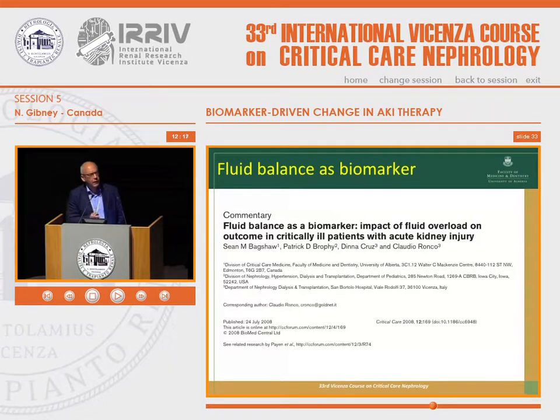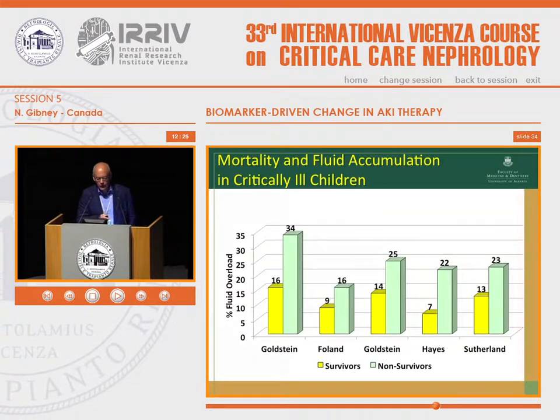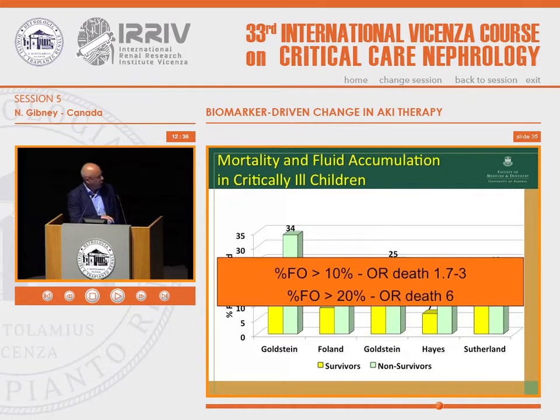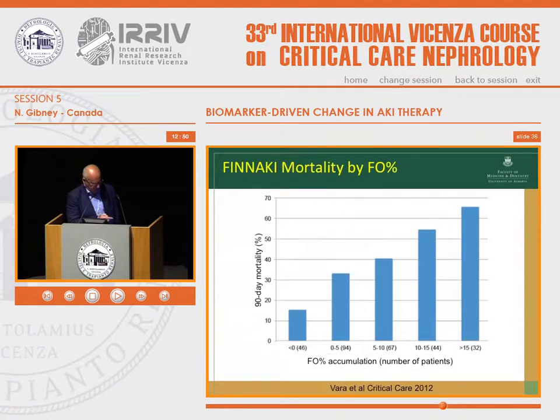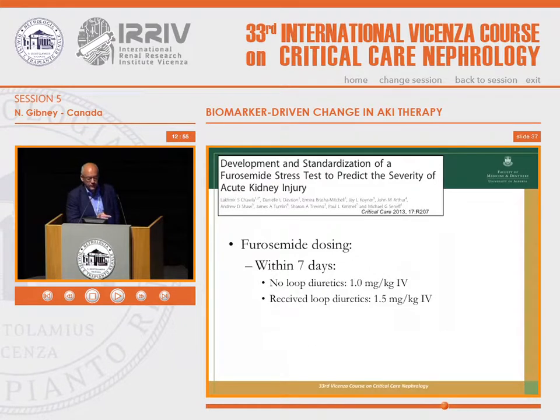We know that fluid balance is a significant indicator of subsequent outcomes, and in my belief, it is an important biomarker that we need to look at. We know from the pediatric literature that in those patients with significant fluid overload greater than 10%, mortality is significantly increased right across the board. Approximately, for every 10% fluid overload, the odds ratio of death is up by 1.7 to 3 times. The same holds true in adult series on a sequential basis.